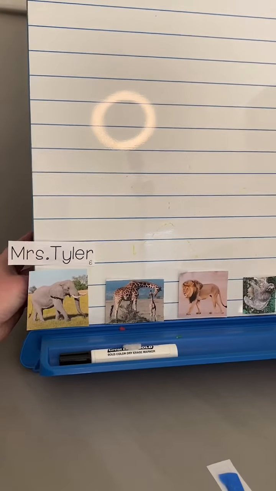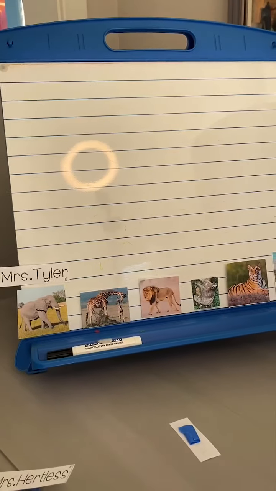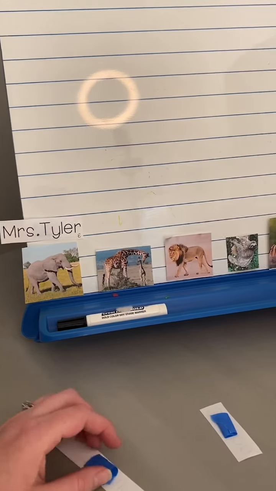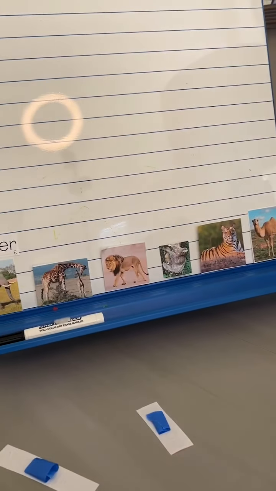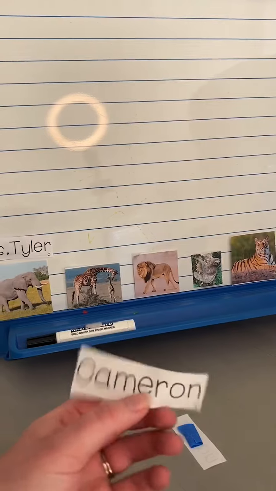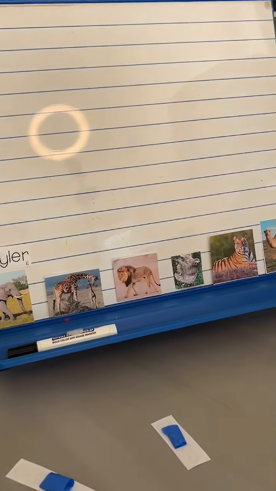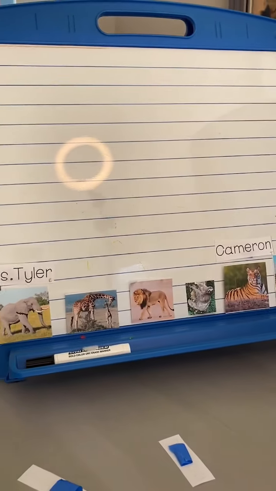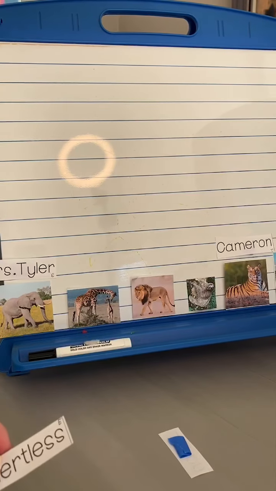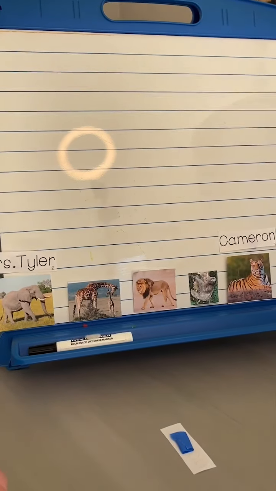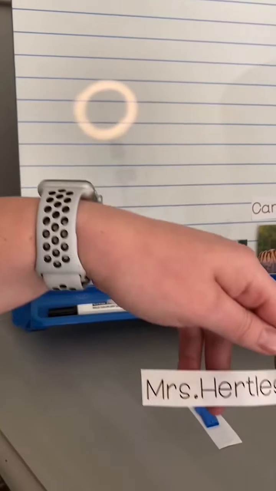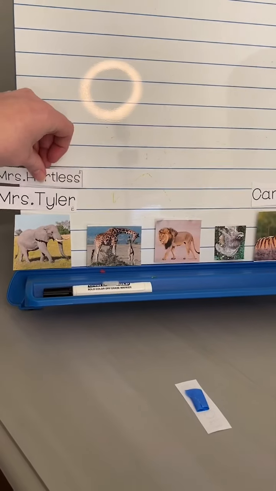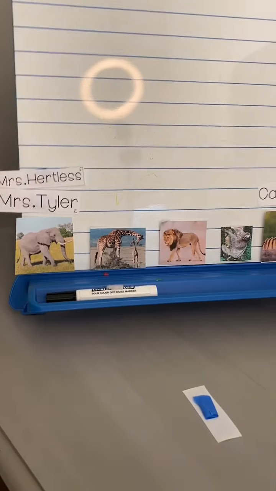Looking at our graph, which one has the most so far? If you said elephant, you are correct. So now we're going to move on to my friend Cameron. Cameron's favorite animal was a tiger. Now we're going to move on to Mrs. Hurtless. Who knows what Mrs. Hurtless's favorite animal might be? If you guessed elephant, you are right.